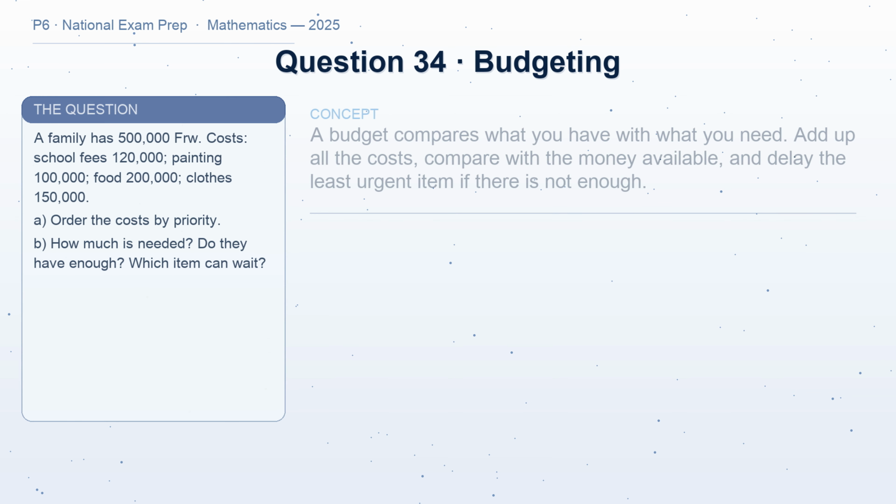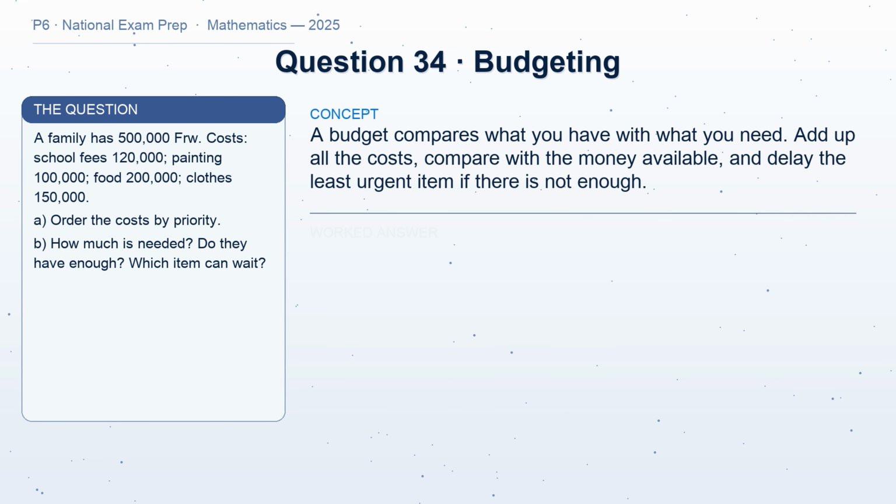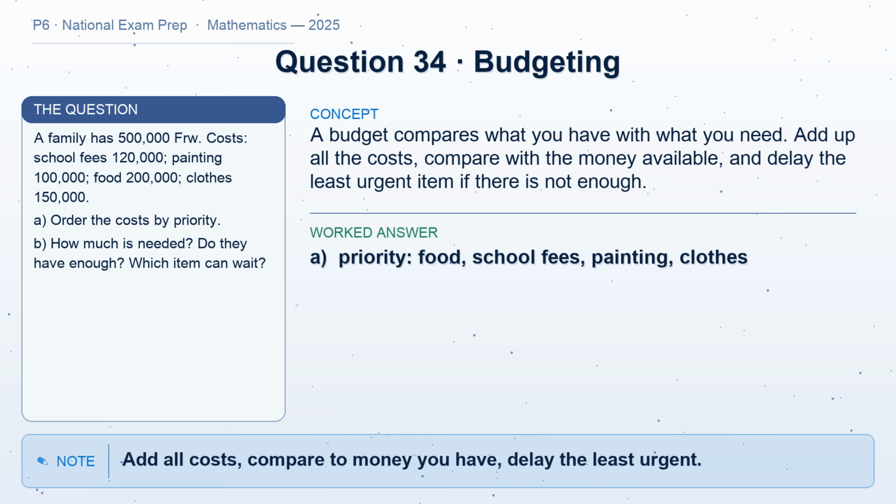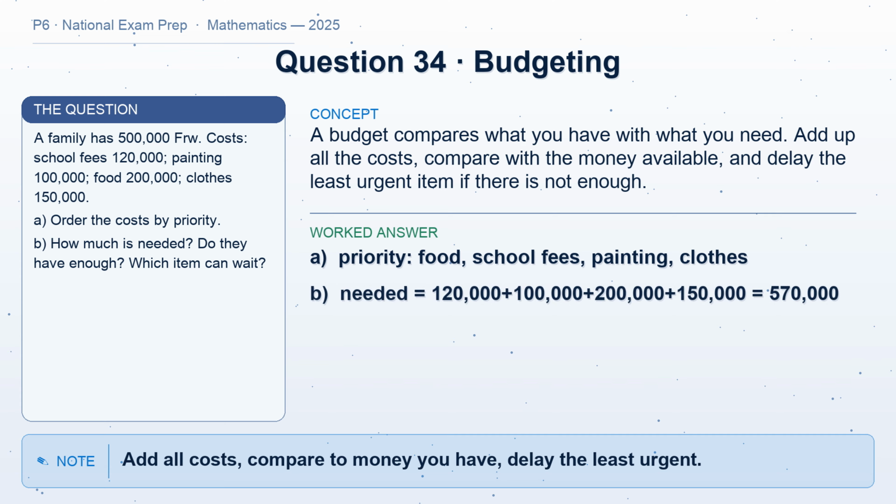Question 34. A family has 500,000 francs. Their costs are school fees 120,000, painting 100,000, food 200,000, and clothes 150,000. First, order the costs by priority, from most to least important. Food comes first because everyone must eat, then school fees, then painting, and clothes last, since new clothes can usually wait. Next, how much is needed altogether?